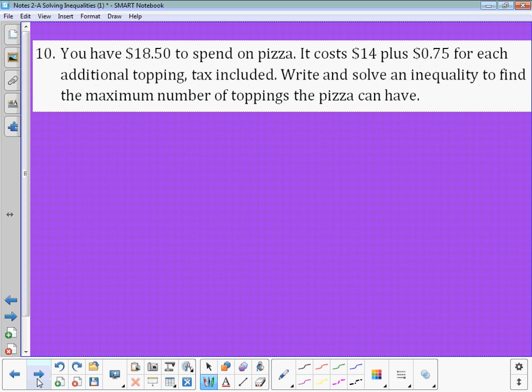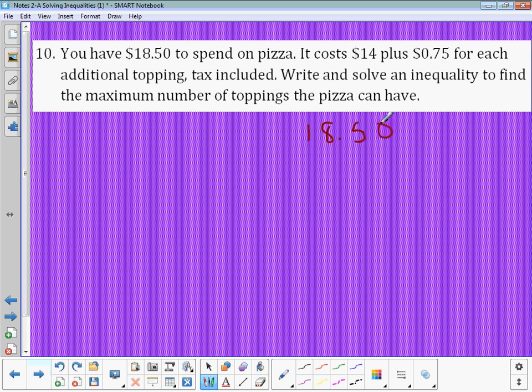So look at number 10. You have $18.50 to spend on pizza. It costs $14 plus 75 cents for each additional topping, tax included. Write and solve an inequality. Find the maximum number of pizza toppings you can have. Okay, so we have $18.50 to spend on a pizza. We cannot spend more than that.